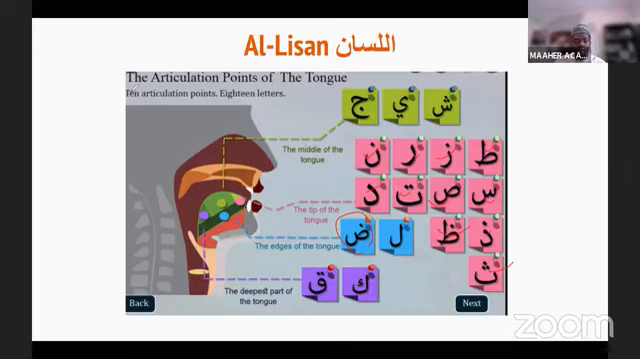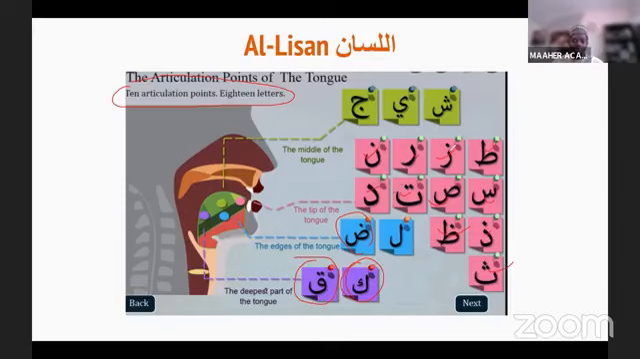So the tongue has 10 articulation points, mind you. We'll go into this much deeper, but there are 4 regions of articulation of the tongue. So the lam and the dod come out from the edges of the tongue. And the kaf and the qaf come from the back of the tongue, the farthest part of the tongue, very close to the throat. So next time in this class, we'll be going through each of these regions one after the other.